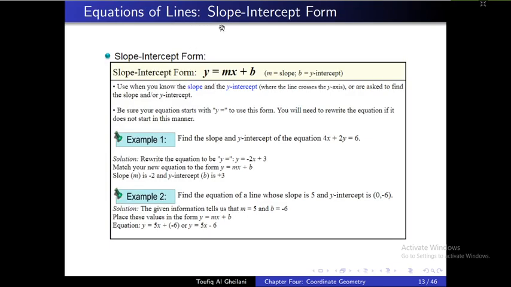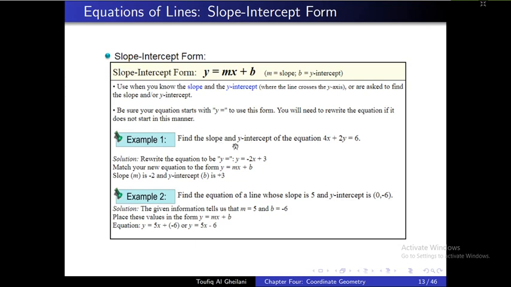Equations of lines. Slope-intercept form. Slope-intercept form is y equals mx plus b, where m is the slope and b is the y-intercept. When you know the slope and the y-intercept, where the line crosses the y-axis, you can write the equation, or you may be asked to find the slope and/or y-intercept. Be sure your equation starts with y equals. To use this form, you will need to rewrite the equation if it doesn't start in this manner.